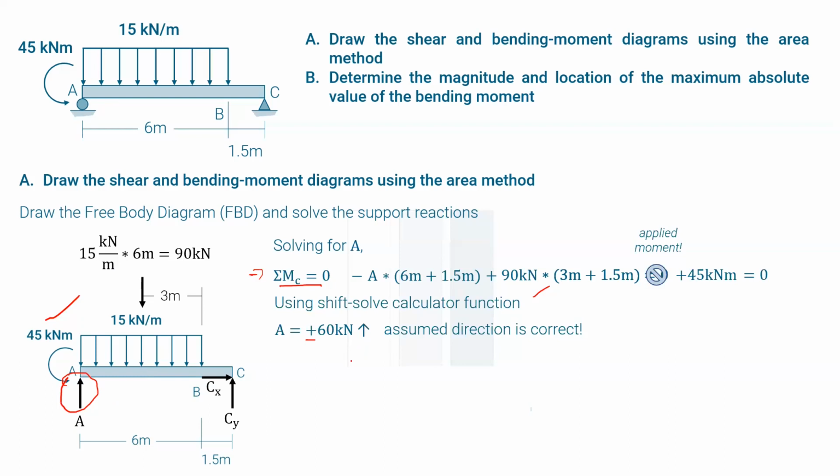So, para makuha naman yung Cx and Cy, pwede na tayo mag-summation of forces. So, unahin natin yung Cy, gagamit ako ng summation of forces about y, along y direction. And unahin ko yung A, and 90. So, negative kasi pababa. Dapat i-reflect ng free body diagram nyo yung equation niya. Plus Cy, and then this should be equal to 0.